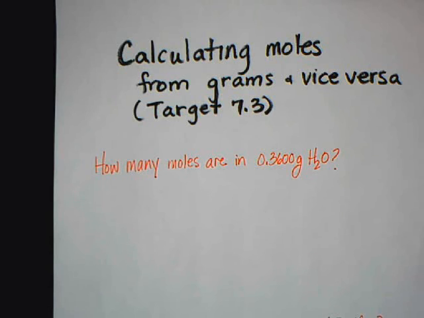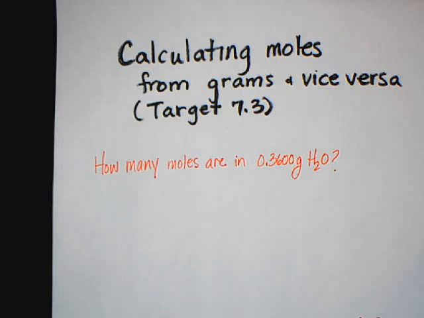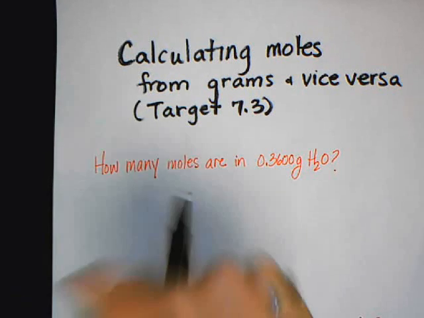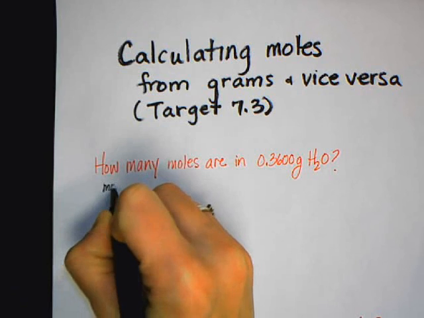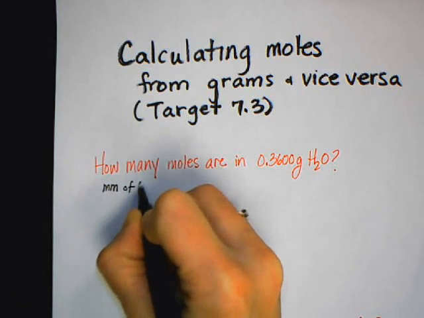So we're going to start with this first question. How many moles are in 0.3600 grams of H2O? The first thing we need to do is calculate the molar mass for water. So we're going to look on our periodic table. MM is short for molar mass. So we're going to do the molar mass of water.